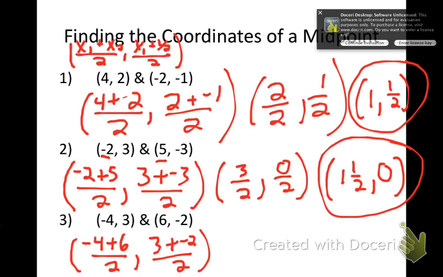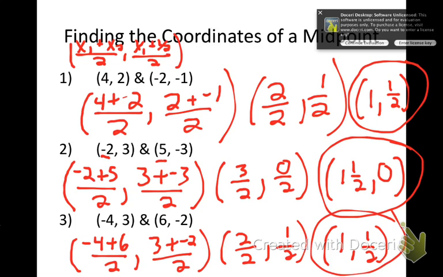Now I'm going to simplify. -4 plus 6, Nick? 2, positive 2. Over 2. 3 plus -2, Nick? Positive 1. All over 2. And I simplify. What's 2 over 2 going to get me? Camden? 1. And 1 over 2 is going to get me? 0.5 or half, 1 half. So my midpoint is 1 and 1/2.